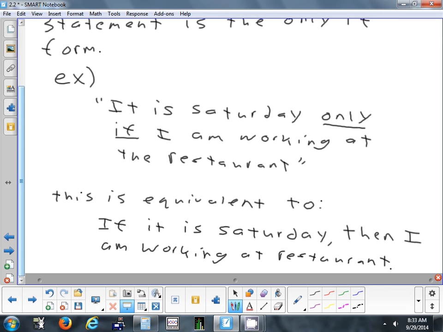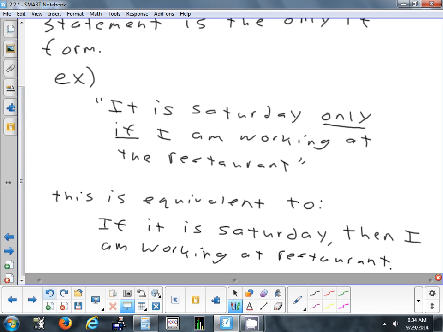So when you see the phrase only if in the sentence, and you want to change it to if-then, you pretty much keep it in the same order it's already in. Keep the Saturday part first. Keep the restaurant part last. Now if I take out the word only, just taking out that one word makes a huge difference. If I say that it is Saturday if I am working at the restaurant, that's totally different. You might think, well, what's the big deal? Well, in math, if you take out the word only, it's a big deal. So that switches it around. Now it would be what Luke said. If I'm working at the restaurant, then it is Saturday.